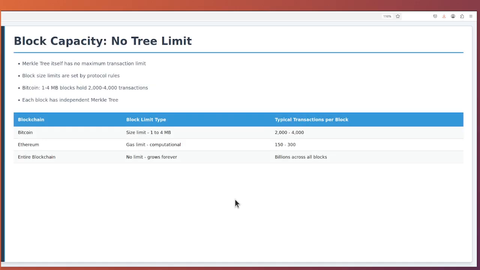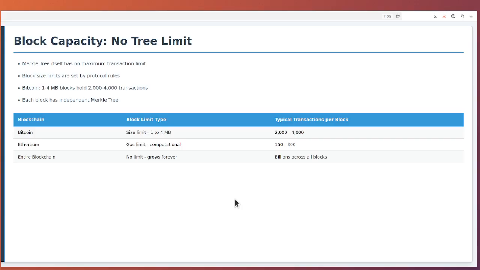Block capacity and system limits. A common misconception is that Merkle trees limit how many transactions can be in the blockchain system. This isn't true. The Merkle tree itself has no hard limit. It can grow as tall as needed to accommodate any number of transactions. The real limit comes from the block size, which is set by the blockchain protocol rules. For example, Bitcoin limits blocks to around 1 to 4 megabytes, which typically holds 2,000 to 4,000 transactions. Ethereum uses a gas limit instead of a size limit, restricting blocks based on computational complexity rather than raw size.